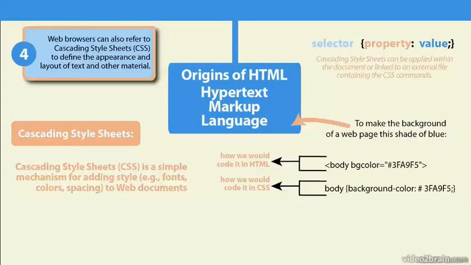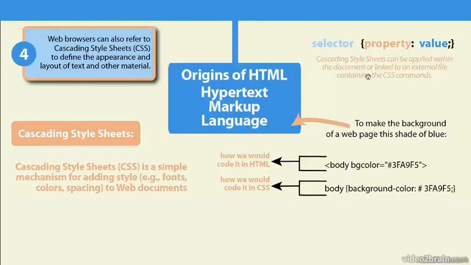Web browsers can also refer to cascading style sheets, or CSS, to define the appearance and layout of text and other materials. So cascading style sheets is a simple mechanism for adding style, such as fonts, color, and spacing to web documents. It's very similar to a program like InDesign or even Word that uses styles to lay out the content. So you might have headline, body copy, photo caption. If you were working with a print document, it's the same basic concept here.